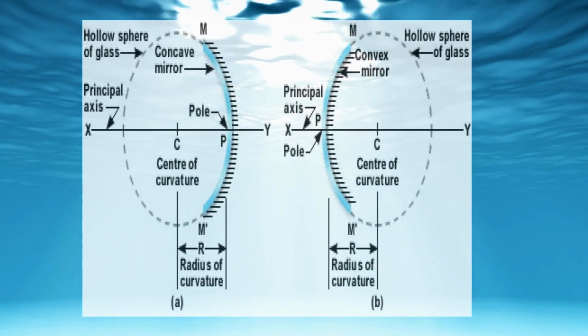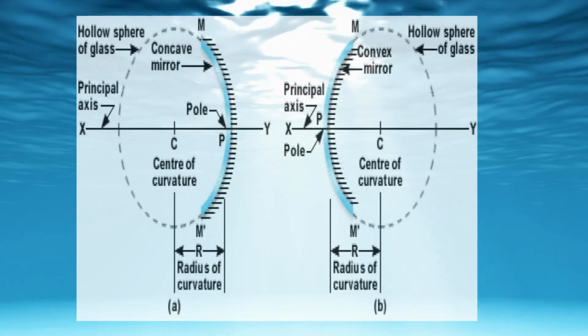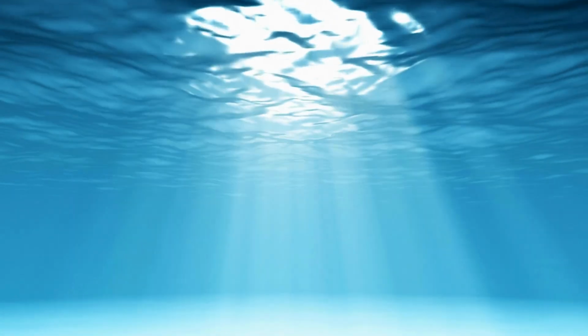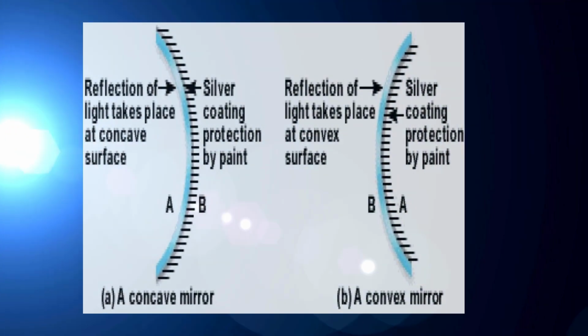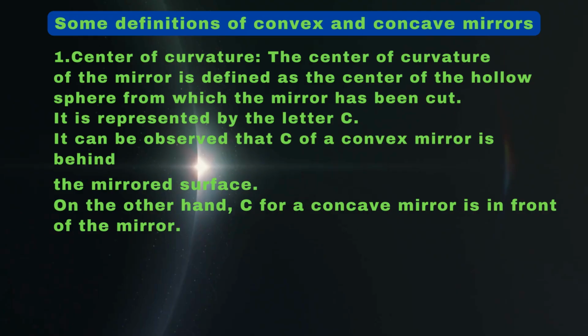1. Center of curvature. The center of curvature of the mirror is defined as the center of the hollow sphere from which the mirror has been cut. It is represented by the letter C. It can be observed that C of a convex mirror is behind the mirrored surface. On the other hand, C for a concave mirror is in front of the mirror.